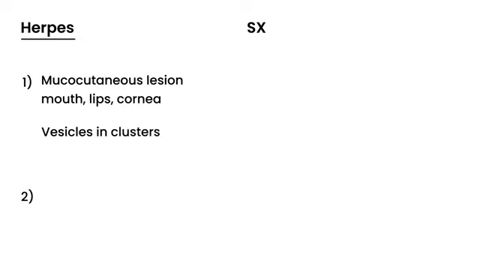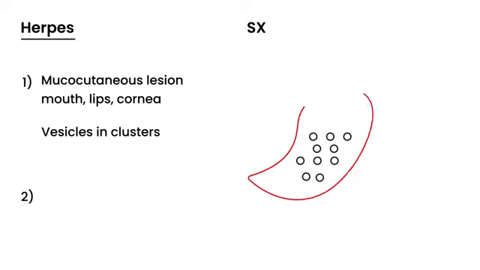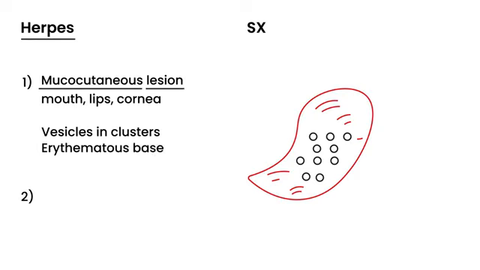They kind of look like that, different sizes, like that. And then the base, they're sitting on this erythematous red base. So they describe that as an erythematous base. And I encourage you to look up pictures of the herpes mucocutaneous lesions to get an idea of what this looks like.